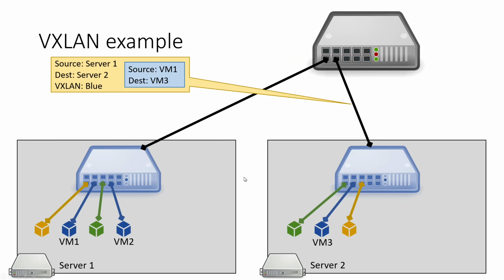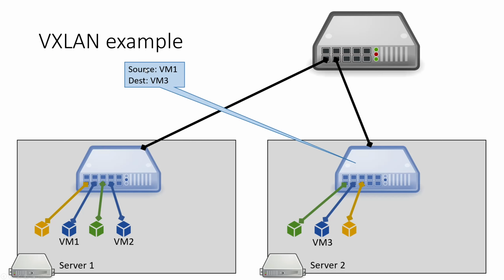So the switch will send the packet on the wire, server 2 will receive the packet, and now sees that it's a VXLAN packet and it's on the blue VXLAN. So it will remove the VXLAN header, and then it knows that this packet is destined to VM3 on the blue VXLAN, and then it delivers the packet to the correct VM. So this set of operations is performed by the network, and VM1 just thinks it's talking directly to VM3 without needing to worry about this encapsulation and decapsulation.